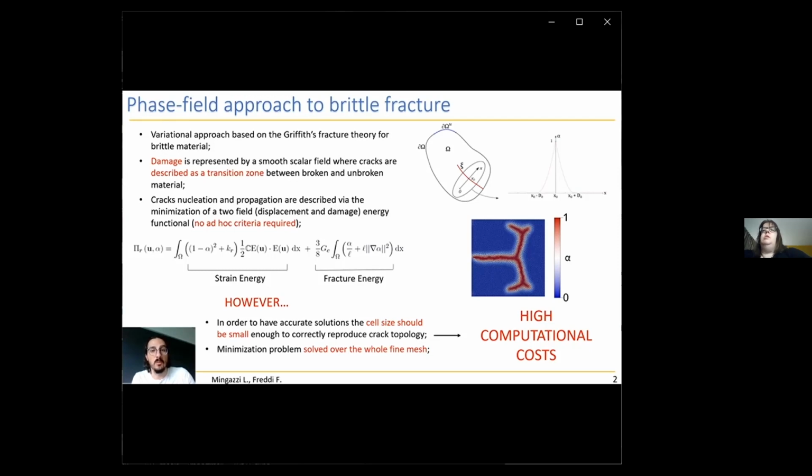However, the minimization problem has to be solved over the whole domain, and a small cell size should be used in order to recover correctly the sharp crack topology. These two conditions, which are required to obtain accurate results, therefore lead to high computational costs.